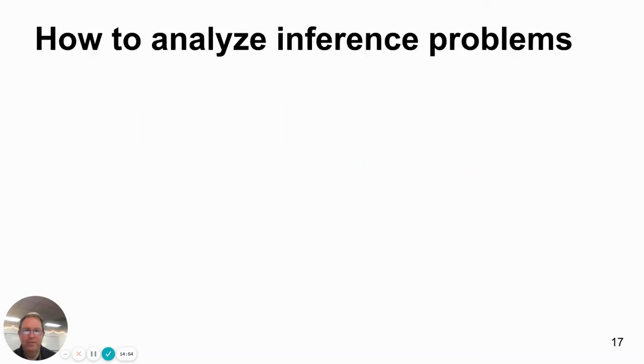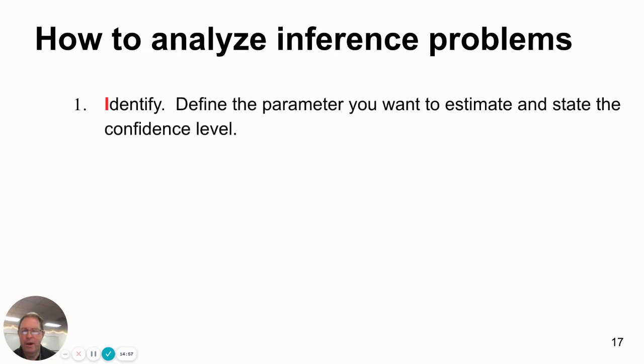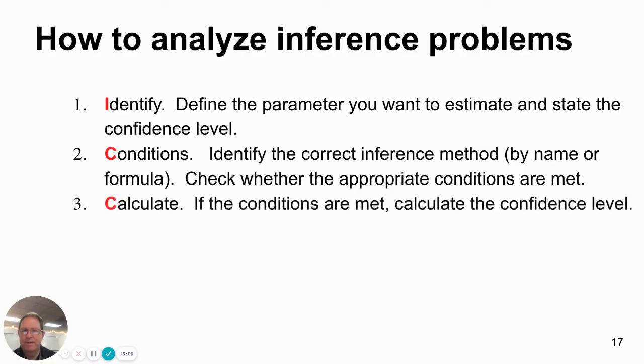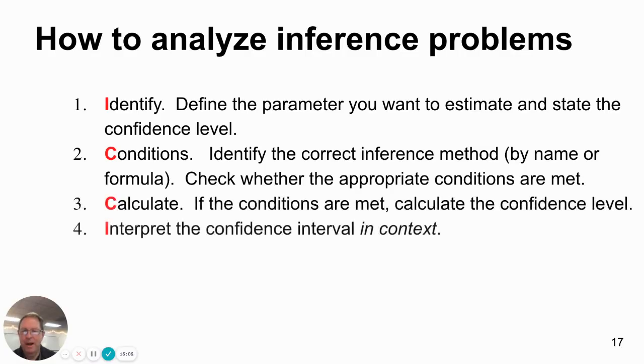How do we analyze inference problems? Well, we're still going to use our four-step process: I for identify, C for conditions, C for calculate, I for interpret. In the identify part, we want you to define your parameter and state the confidence level. In the conditions part, it is not enough to just state the name of the condition or put a check mark next to it. You have to use the facts of the problem to show that the condition has been met. And this may mean doing some calculations.